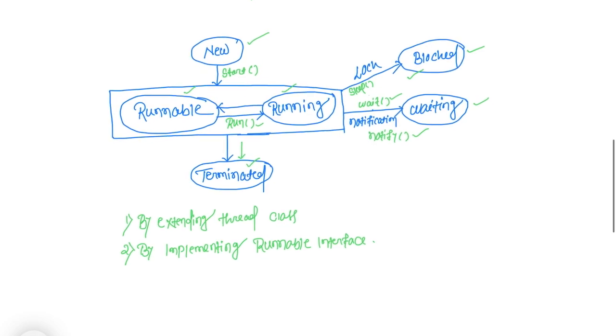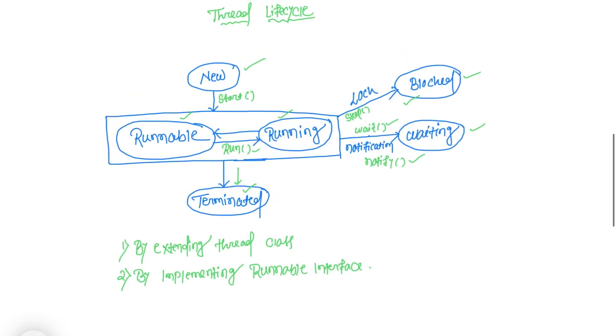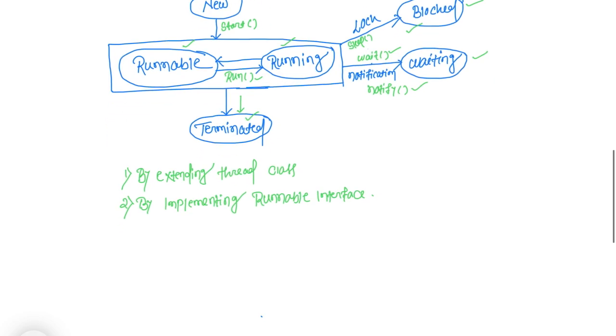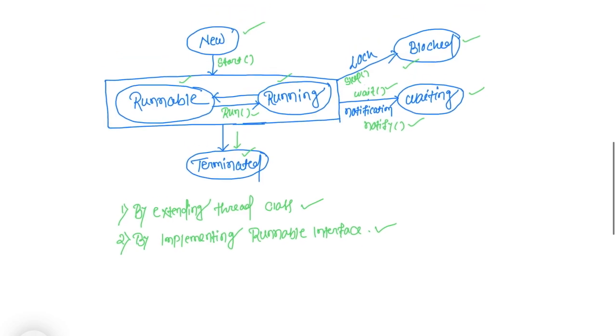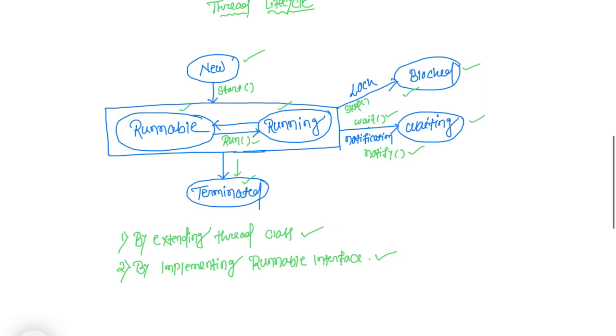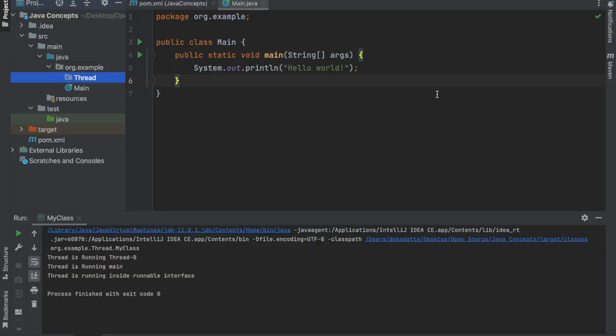Now, how do we create a thread in Java? There are two ways to create a thread. First one is by extending the Thread class, and second one is by implementing the Runnable interface. So let's go to the editor and implement it. Currently I am in my IntelliJ IDE, and let's implement the first way, that is creating the thread by extending the Thread class.